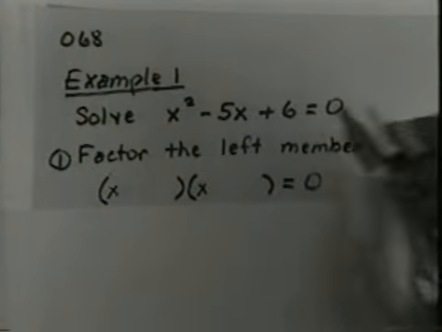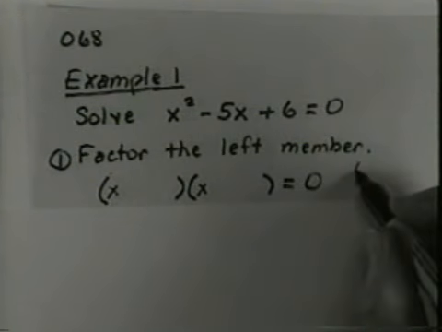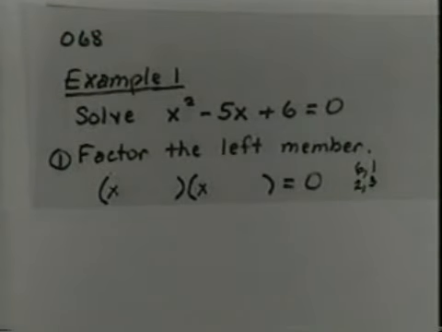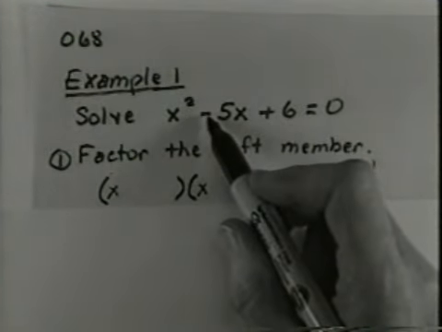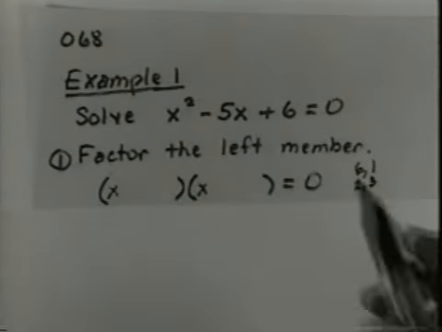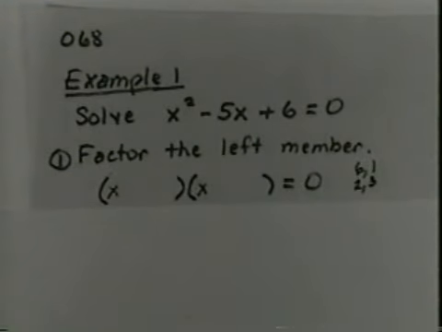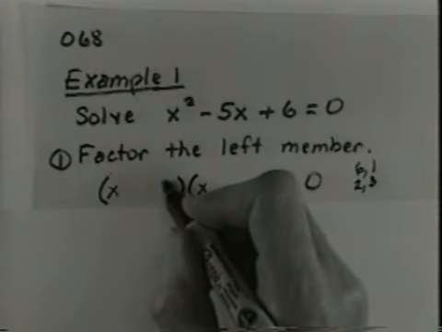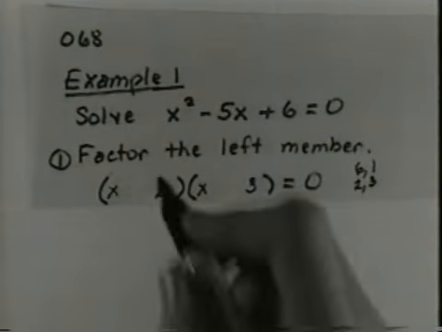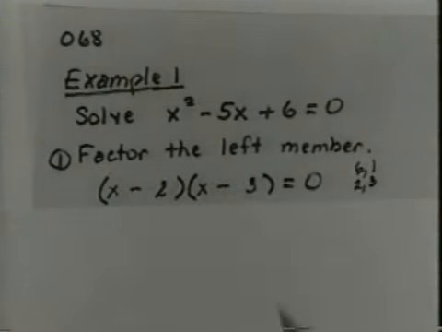Then, to get 6, we would use either 6 and 1 or 2 and 3. And to get negative for the middle term, we must use both of these negatives. We're going to get positive 6 when we multiply two negatives, and our factors we can easily determine will be 2 and 3 to get the 6, both negative. So we have x minus 2 times x minus 3 is equal to 0.